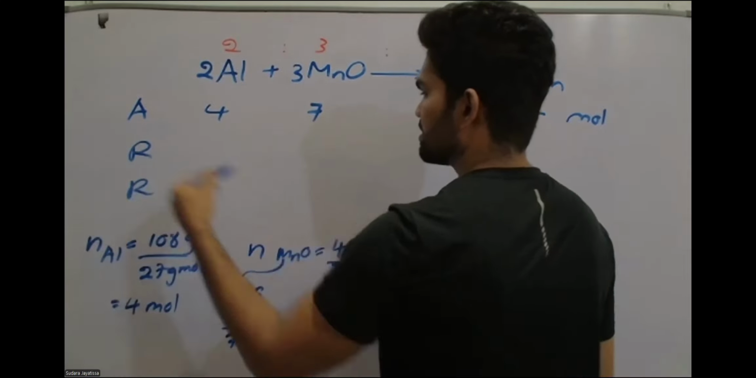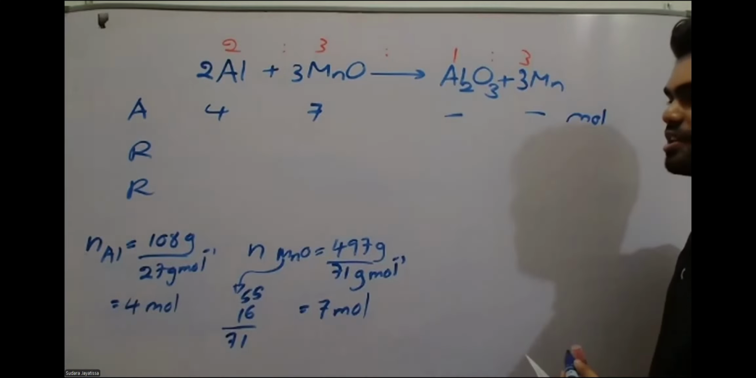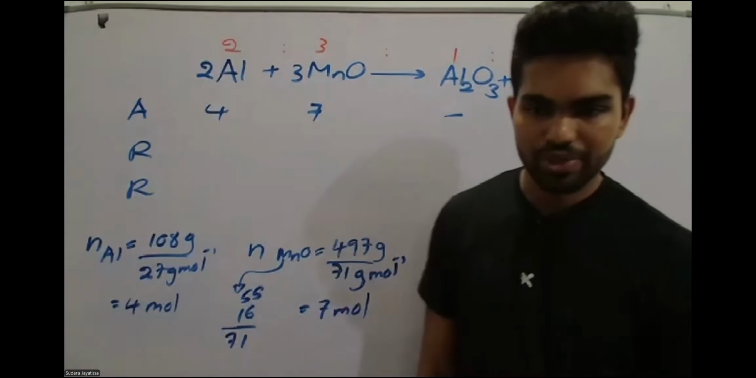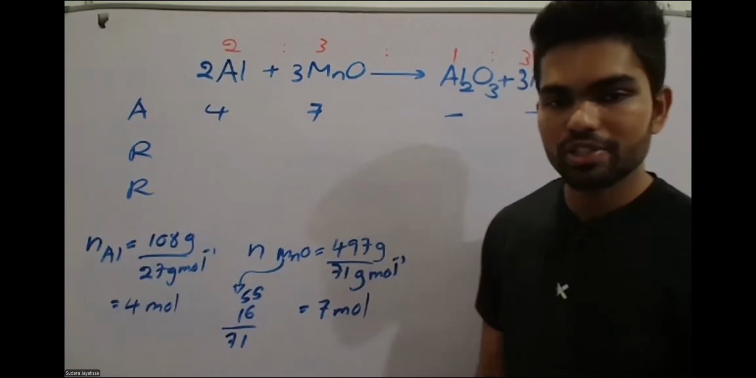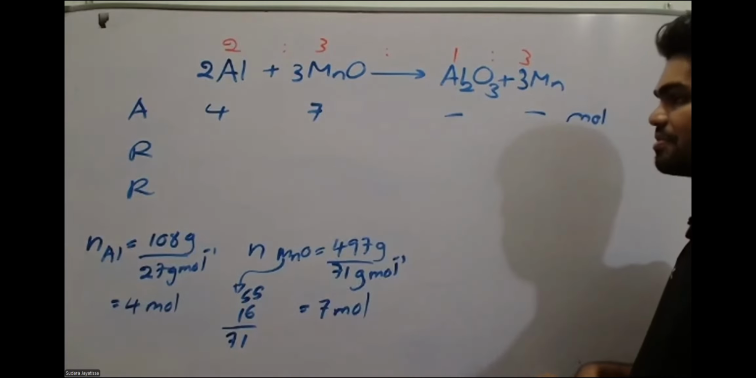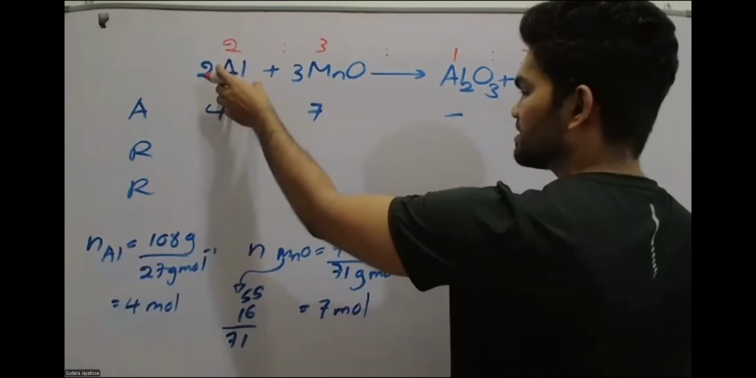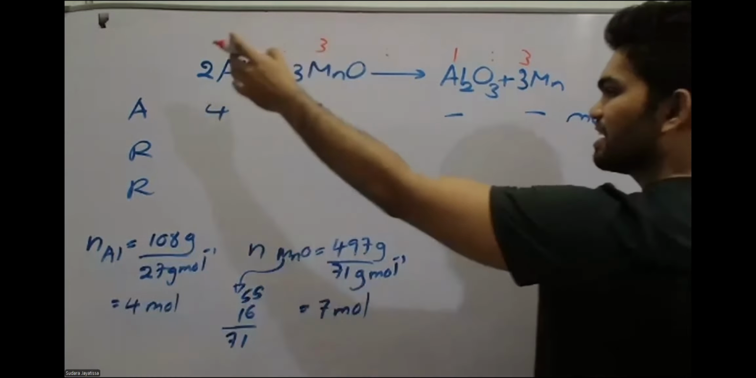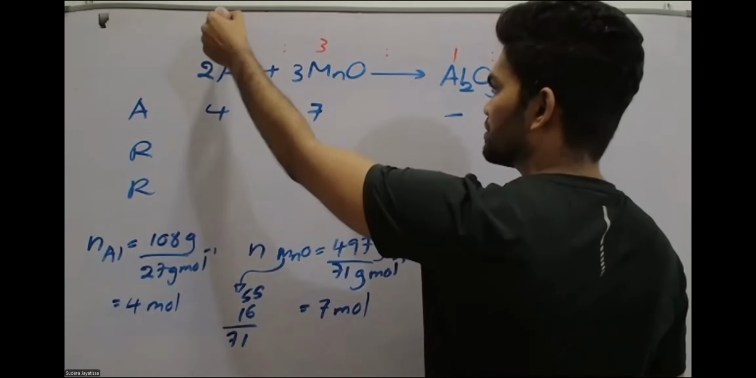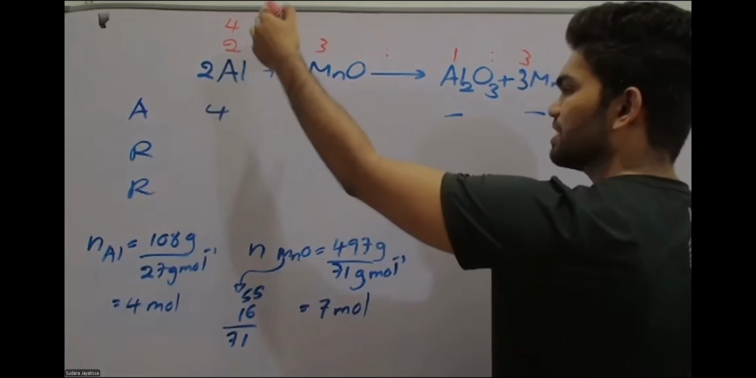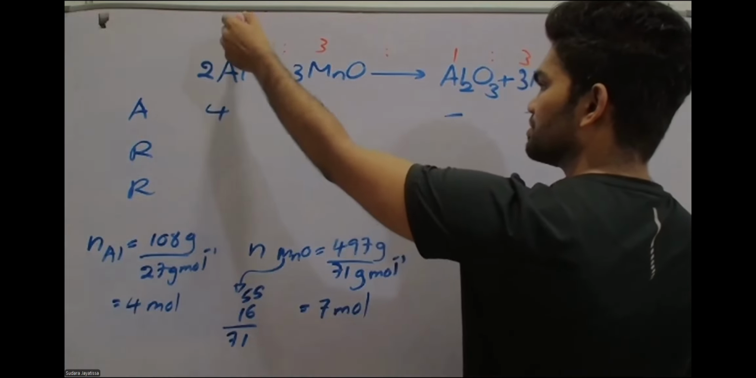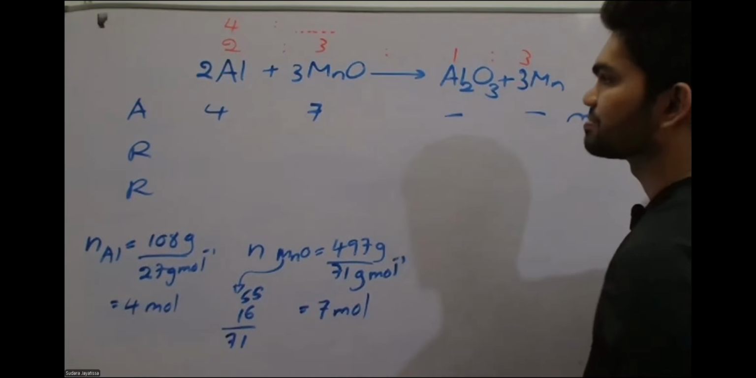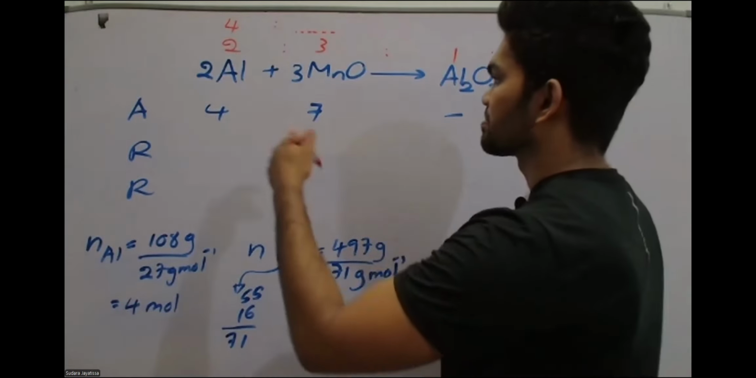So let's find out how many moles of them are reacted. Now let's use the stoichiometry ratios. If 2 moles of this is reacting with 3 moles of this, how many will react with 4 moles of this? See the ratio. With 4, how many moles of MnO will be reacting? So how do we get it?